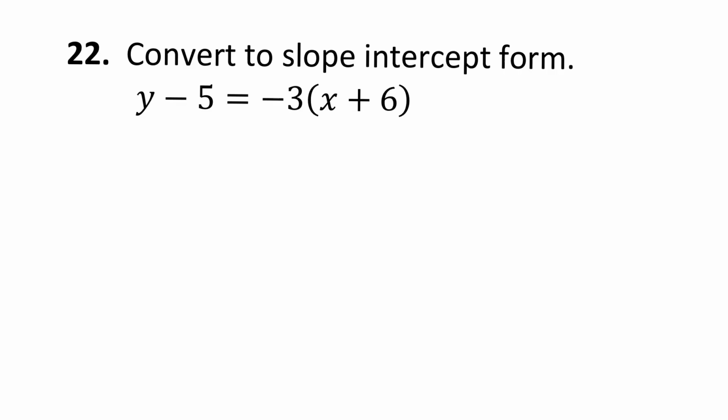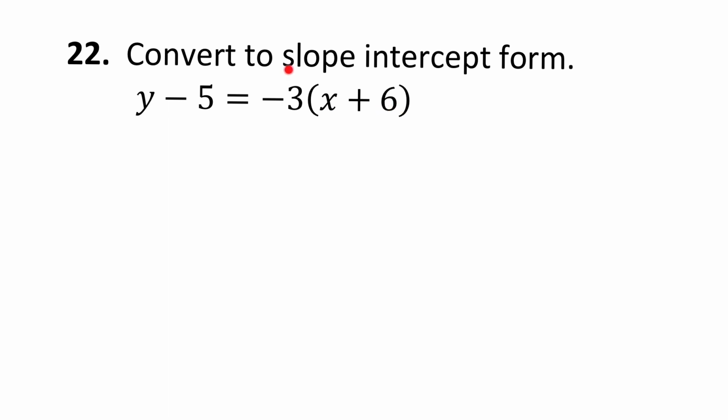Question 22, it says convert to slope intercept form. If you look closely at this equation, this is not the slope intercept form. This is the point slope form. You have y minus y1 equals the slope times x minus x1.